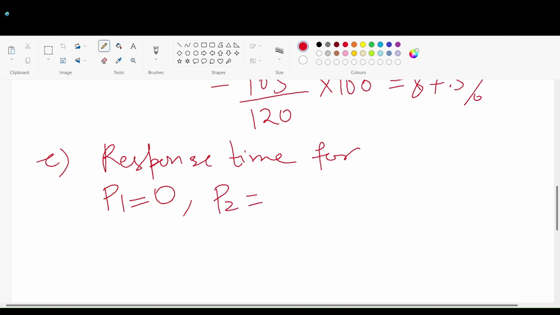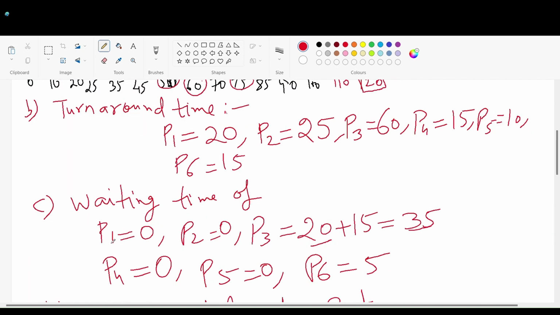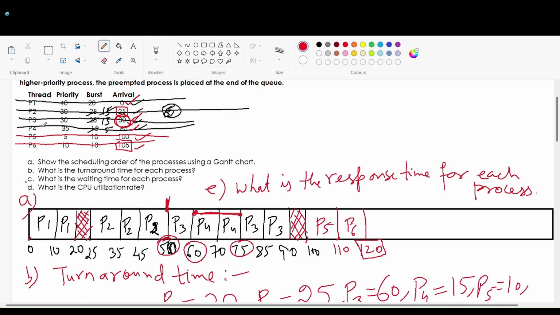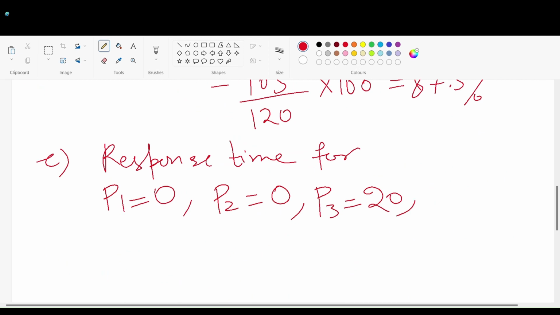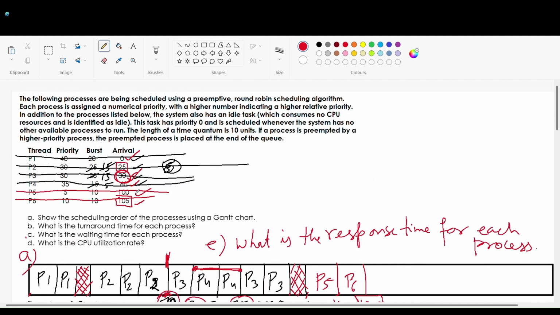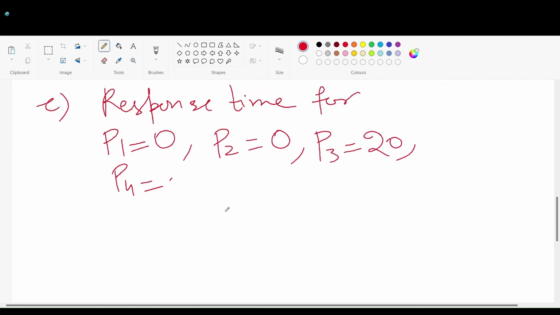What about P2? P2 enters into the system at 25 and starts the execution immediately at 25. So the response time was 0. Now, P3 is different. P3 enters into the system at 30 and starts the execution at 50. Right. So 20 is the response time. P4: what is the response time of P4? P4 entered into the system at 60 and started the execution at 60. So there is no time. P4 will be 0.